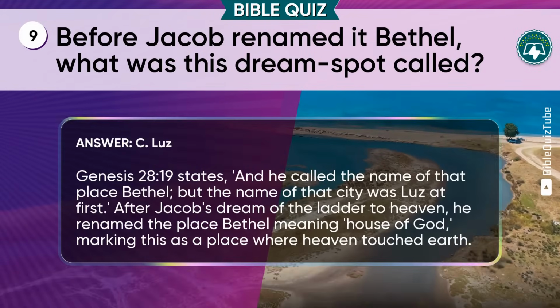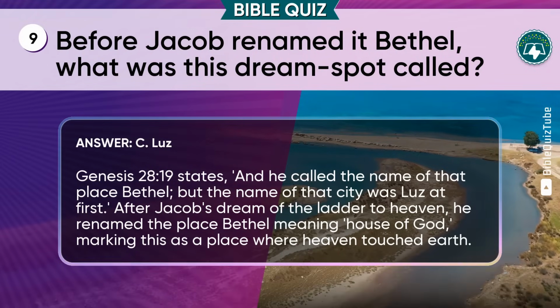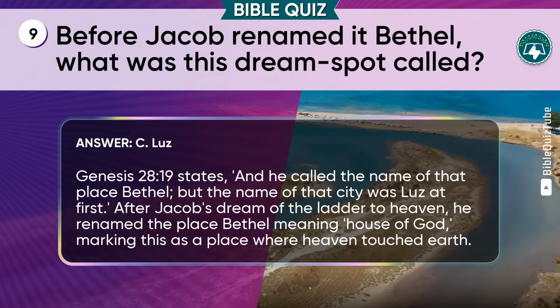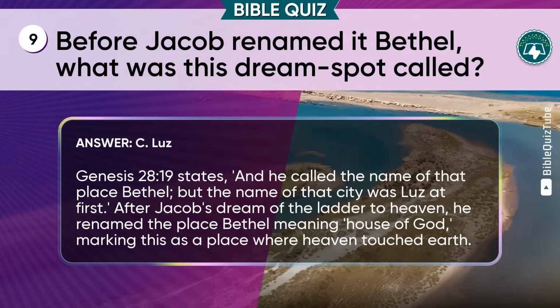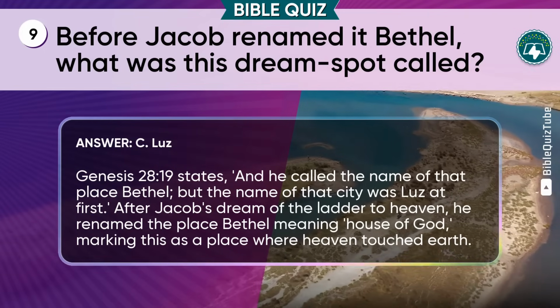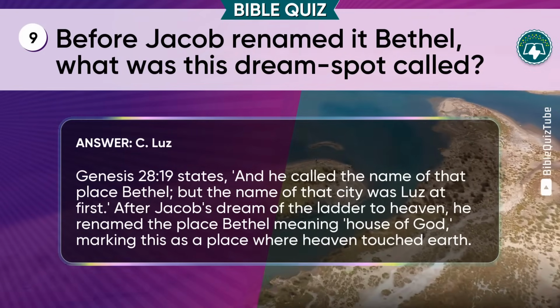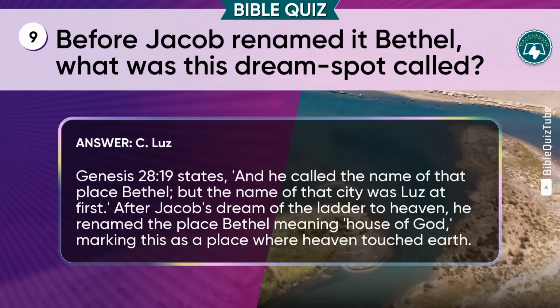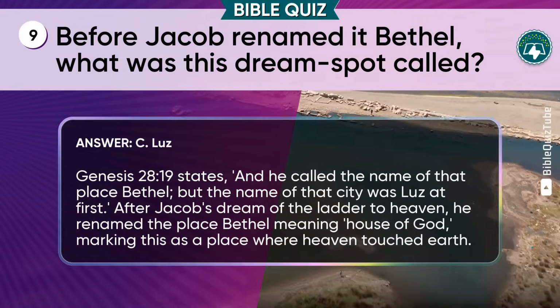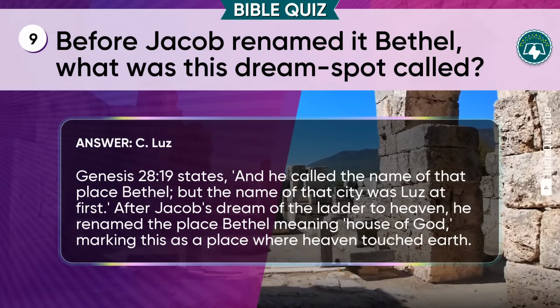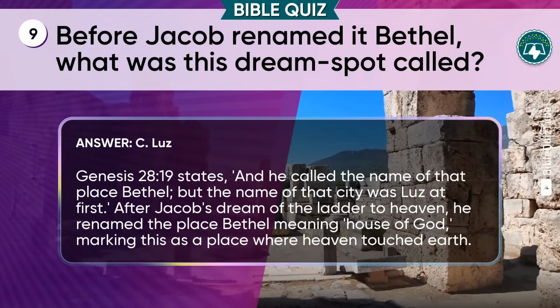The explanation. Genesis chapter 28 verse 19 states, "And he called the name of that place Bethel, but the name of that city was Luz at first." After Jacob's dream of the ladder to heaven, he renamed the place Bethel, meaning house of God, marking this as a place where heaven touched earth.